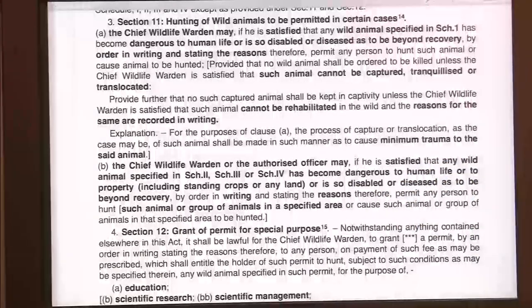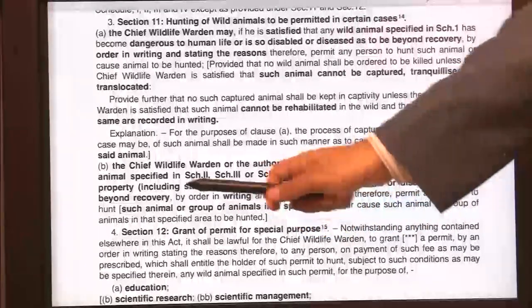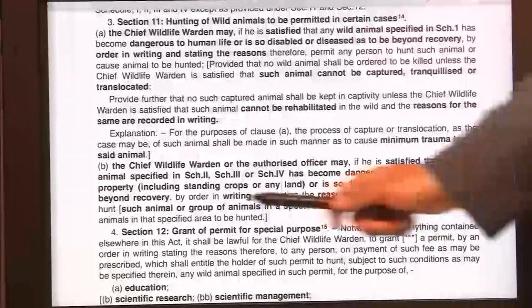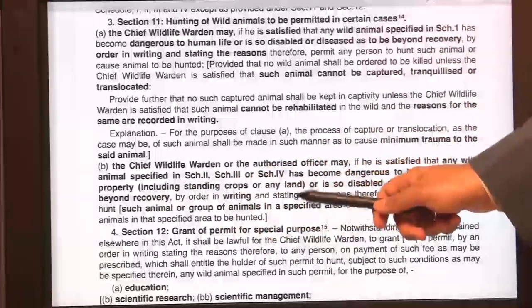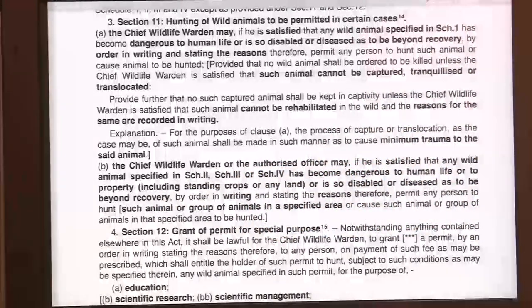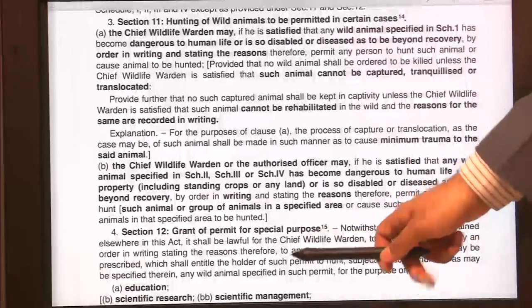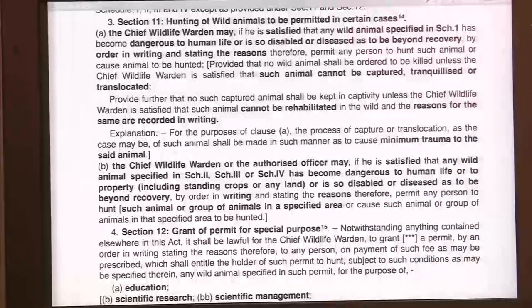So, essentially Schedule 1 animals are given an extra protection. They can only be hunted when they are dangerous to human life. The other animals can be hunted when they are dangerous to human life or to property, including crops and land. So, if the elephant was not a Schedule 1 animal, then it could be possible to hunt it when it is destroying crops. Next, we have a grant of permit for special purposes.